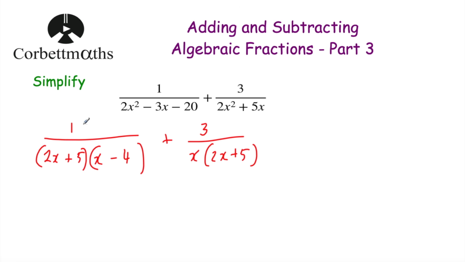Okay, now this is great. We've got a fraction plus a fraction. Let's have a look at these denominators. We've got 2x plus 5 here and 2x plus 5 here. That's great. So let's see which terms the fractions are missing on the denominators. This first fraction is missing the x, so we need to multiply both the numerator and denominator of this fraction by x. And the second fraction is missing the x minus 4, so we're going to multiply both the numerator and denominator of this fraction by x minus 4. Then both fractions will have the same denominators.